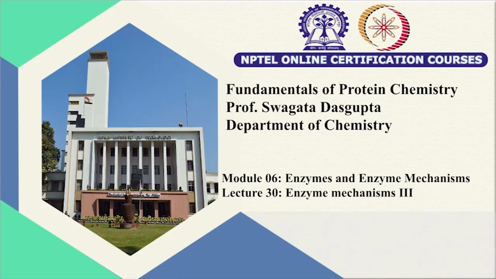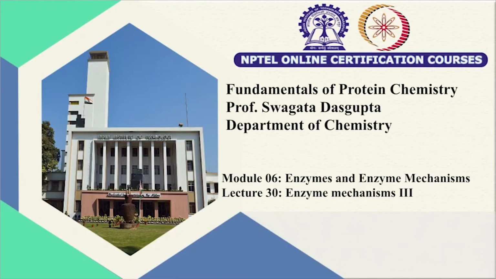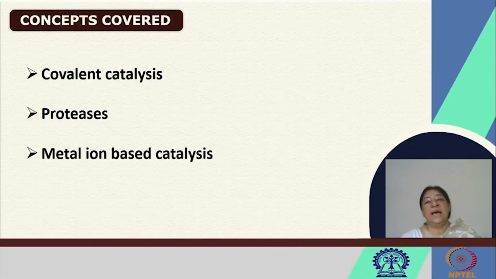Last class of this module on enzymes and enzyme mechanisms, we will be looking at specific enzyme mechanisms in terms of the types of catalysis possible. In our previous lecture, we looked at acid-base catalysis, and we also looked at the several enzyme classes and the specific reactions that they catalyze. In this lecture, we will focus on covalent catalysis in the example of proteases and metal ion-based catalysis.